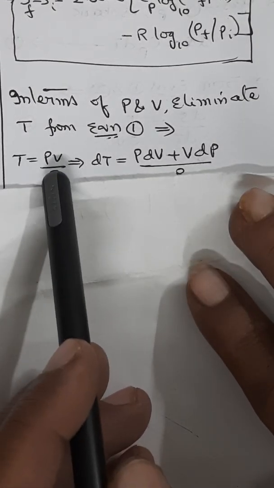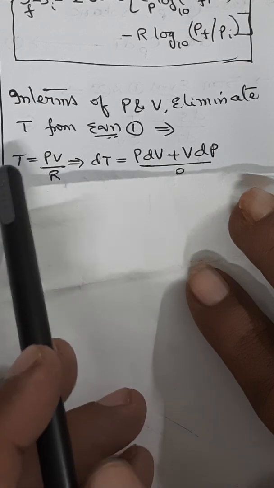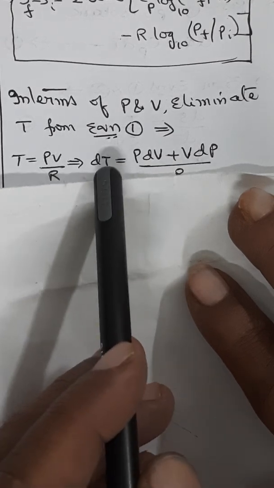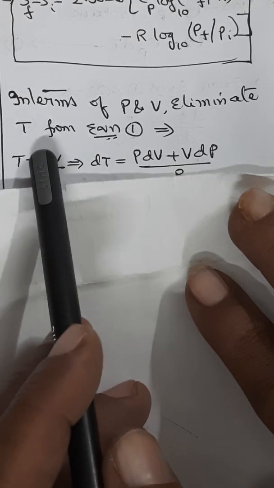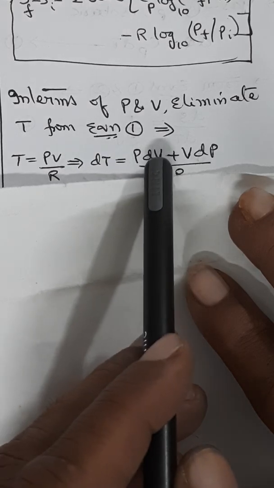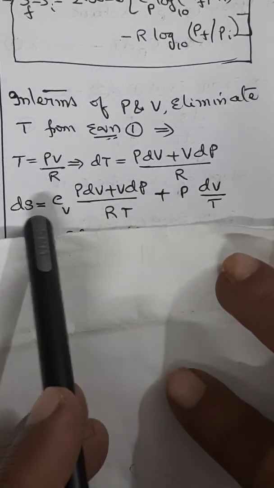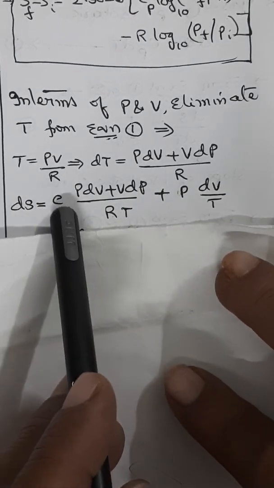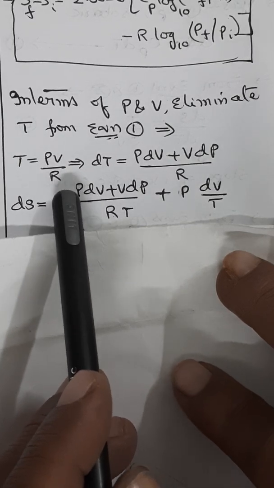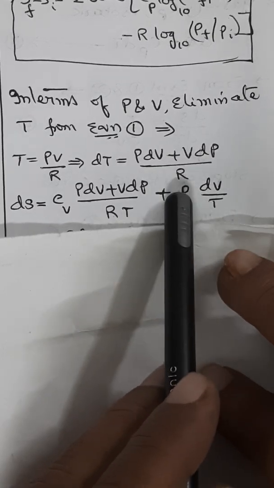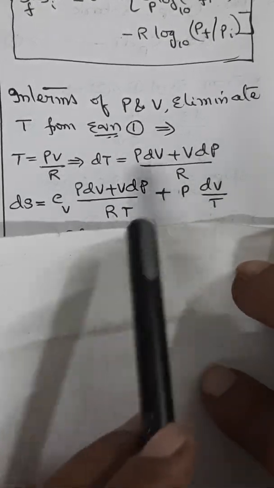PV equal to RT is being used. Therefore, from PV equal to RT we will get T equal to PV by R. So putting the value of T equal to PV by R in the main equation. If T equal to PV by R, then what is dT? dT is equal to d of PV by R, no? That is PdV plus VdP by R. So putting this value in the dS entropy term, we will get dS equal to Cv into (PdV plus VdP) by RT plus R into dV by V.